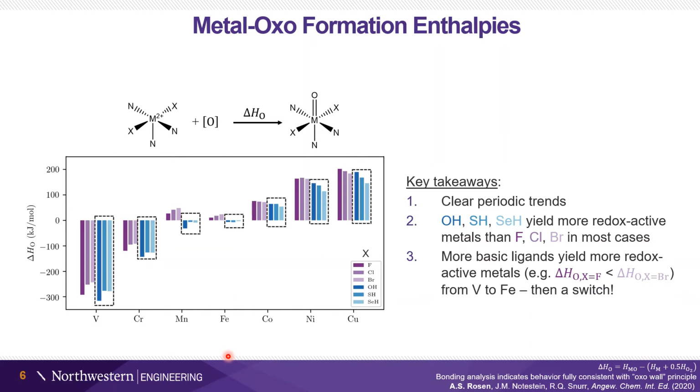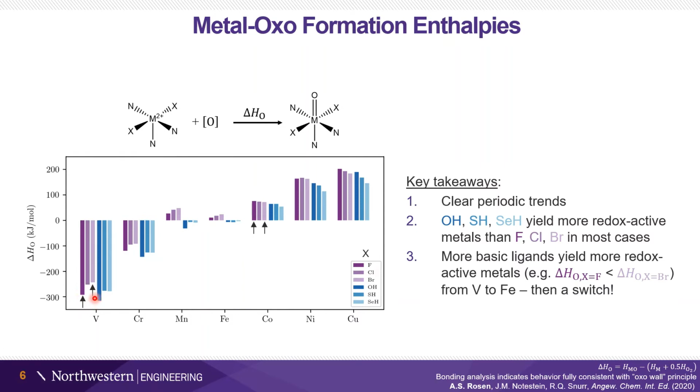If you want to design MOFs with more redox active metal centers, perhaps what you'd like to do is use the OH, SH, or SeH bridging ligands in general. And as for this last point, what I want to do is focus on a given metal, let's say vanadium, and let's take a look at a given class of ligands like the halogens. What we see is that the more basic bridging ligand tends to yield a more redox active metal center.